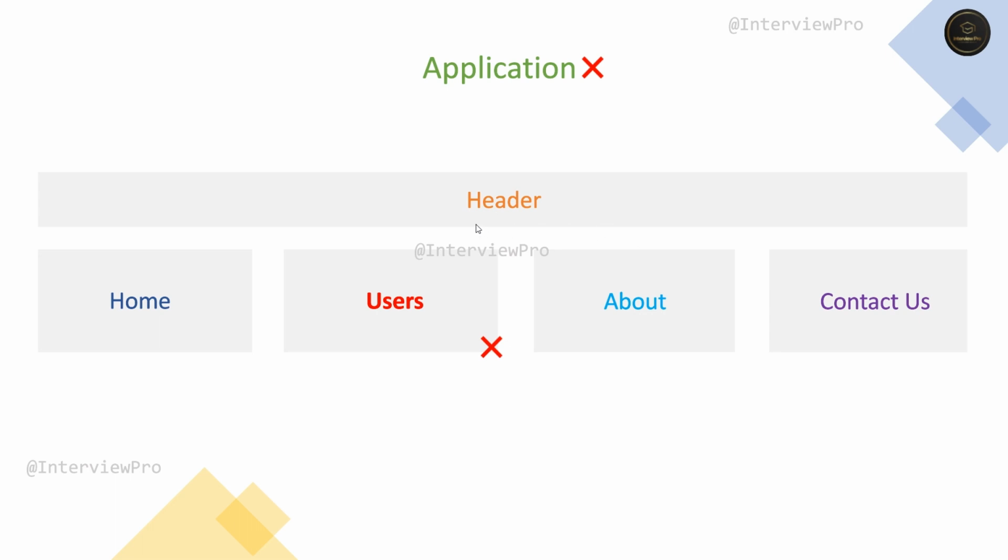In our example, we'll have a header component where we display the links to each of these components. When we click on the home link, it would render the home component. When we click on users, it would render the users component. Similarly, about and contact us. And when there are no users in the users component, we'll throw an error. And when we throw an error, only this component should display the error. All other components should be accessible by the user. Let's see how we can achieve this in this video.